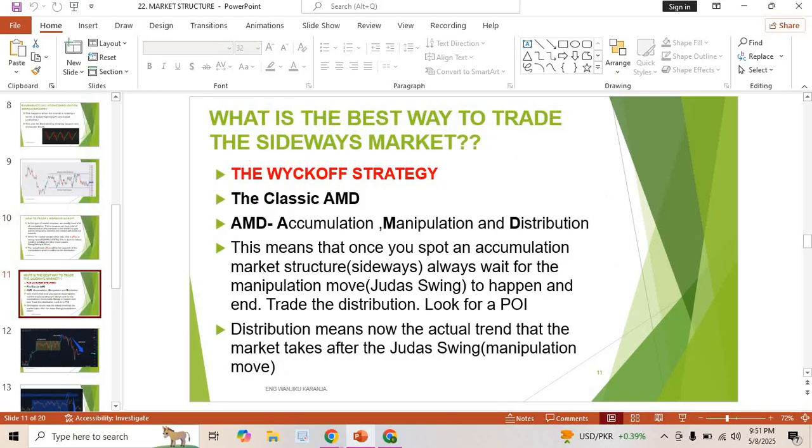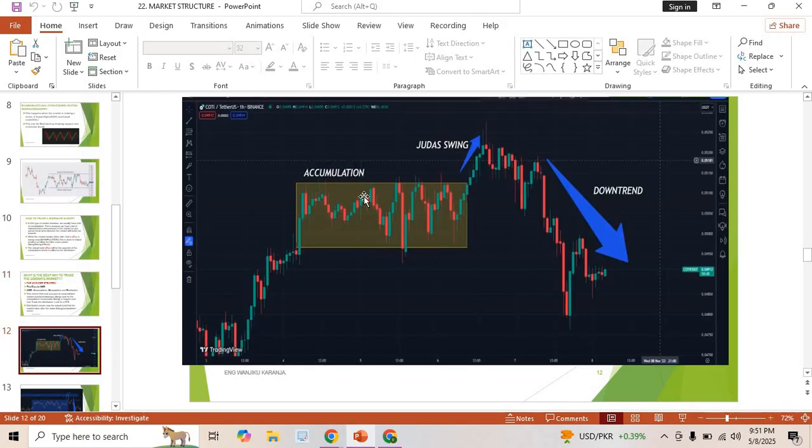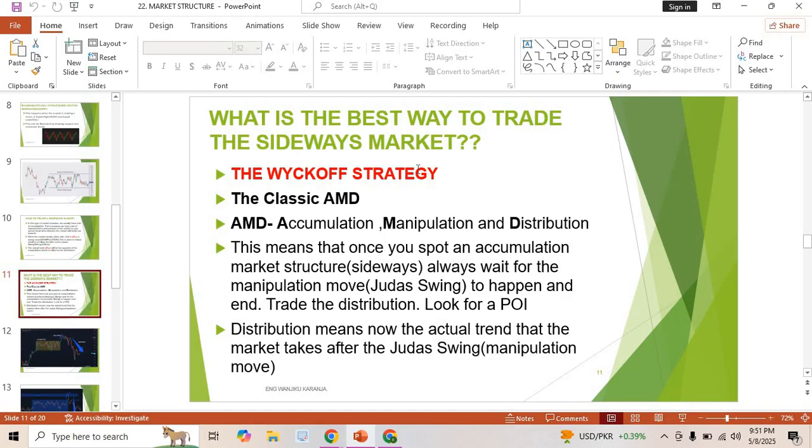So what is the best way to then trade a sideways market? The Wyckoff strategy, or rather what you call the classic AMD. And I've basically explained that: accumulation, manipulation, then distribution. So the Wyckoff strategy, or rather the classic AMD, is now the best way to trade a downtrend. Not a downtrend, a choppy market.